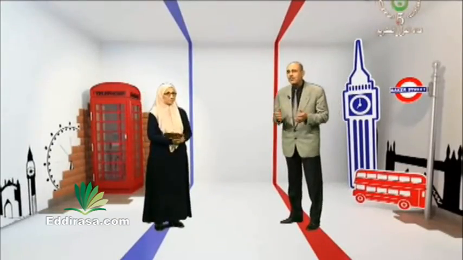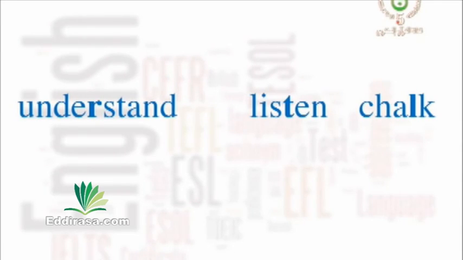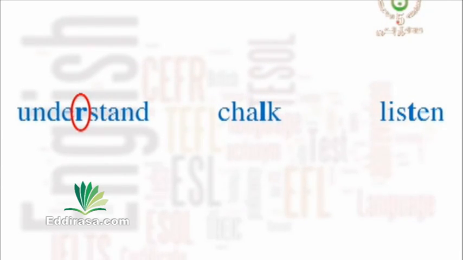You're welcome. The last part of our course today deals with the sound system. In English, there are letters that are written but that are not pronounced. They are called silent letters. If you take, for example, the word understand, you will see that the letter R is written, but it is not pronounced. In chalk, the letter L is written, but not pronounced. And in listen, the T is written, but not pronounced. Mrs. Ben Khalil is going to have with you some practice.